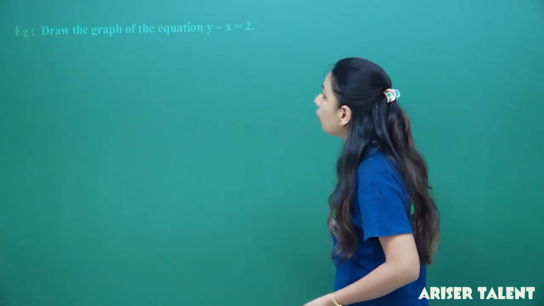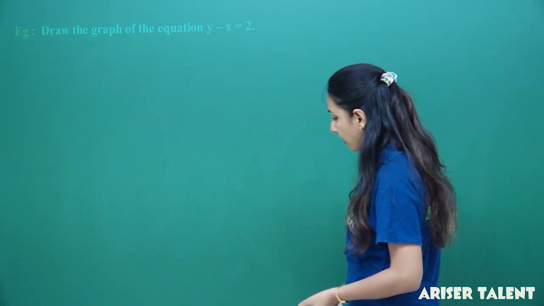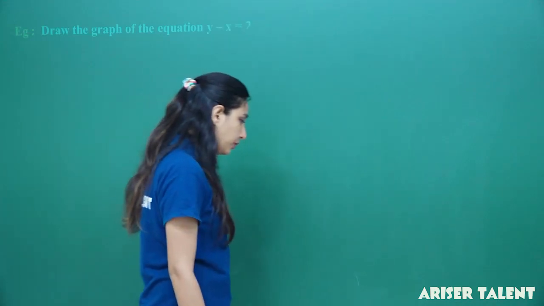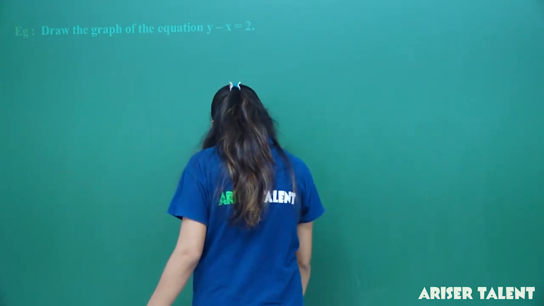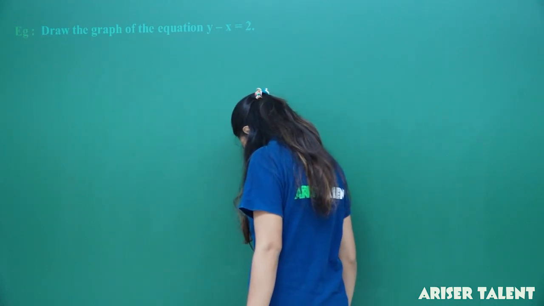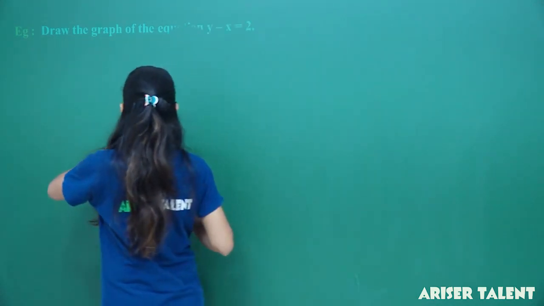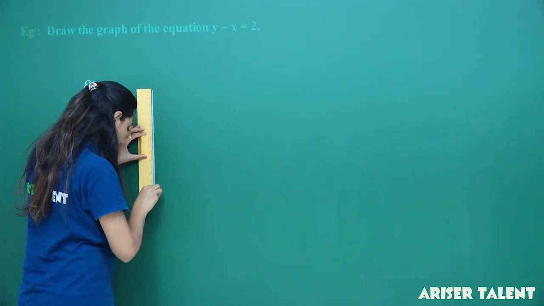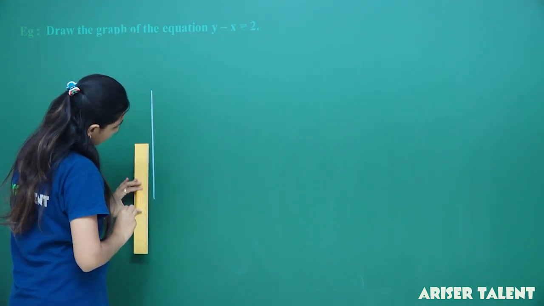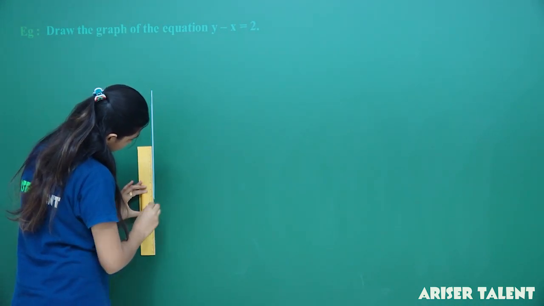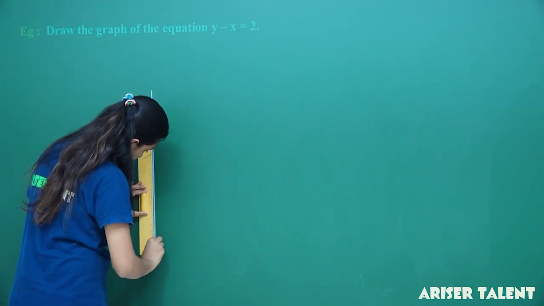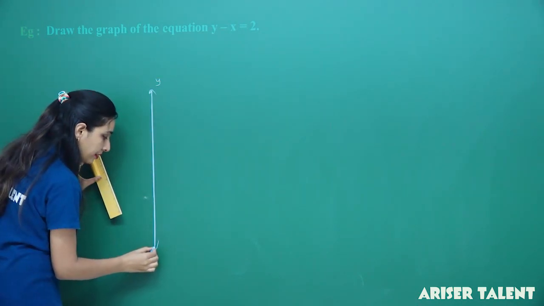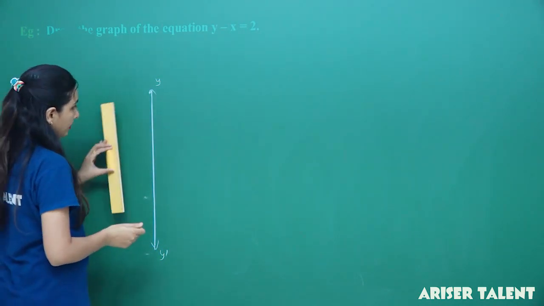Okay, now draw the graph of the equation y minus x equals 2. Okay students, so what I am going to do, I am going to make a graph for you. How? Look here. Okay, so here I have this graph, right? Okay, now this is what? Y dash.